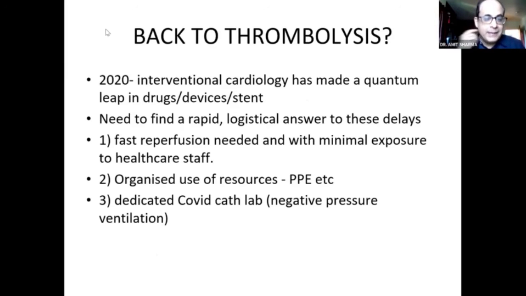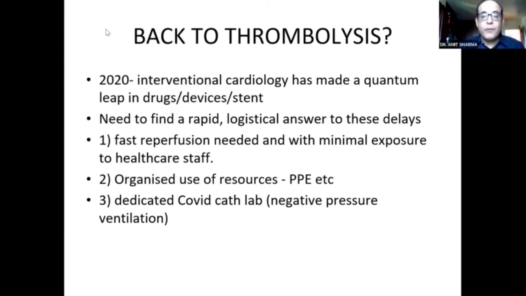But I'll tell you what exactly is the thinking behind it. So you need a fast reperfusion method with minimal exposure to healthcare staff. Today, if my staff gets infected, I know the whole team gets quarantined for the next 14 days. We do our tests, everything. So naturally, we are not able to tend to the next group of patients that gets admitted. So we needed to find some faster reperfusion with minimal exposure to healthcare staff.